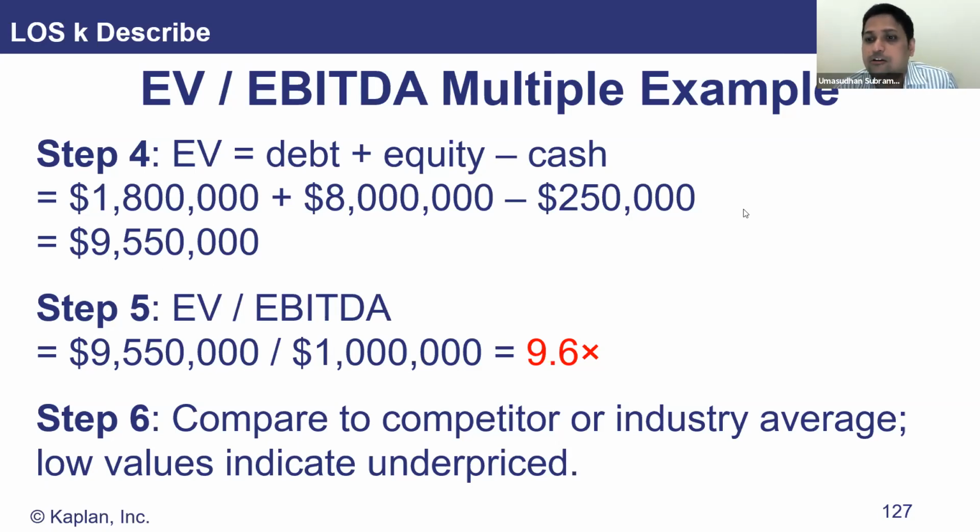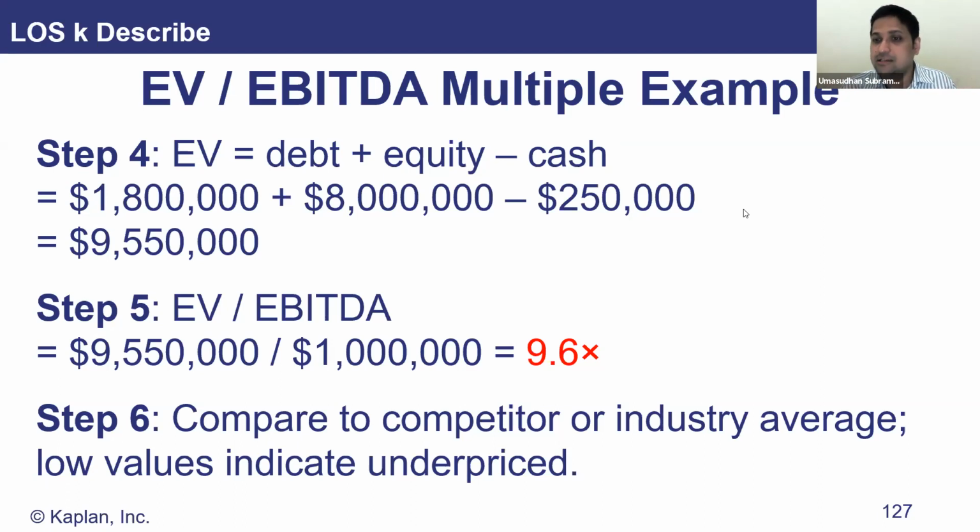So what are you going to do? How are you going to make a decision? You're going to compare this EV/EBITDA with a competitor's EV/EBITDA or with an industry average. So how are you going to decide whether this stock is undervalued or overvalued? You're going to look at 9.6 times versus the industry average. If the industry average is more than 9.6 times, then this particular stock is undervalued. But if the industry average or a competitor's EV/EBITDA is less than 9.6, then this stock is overvalued.